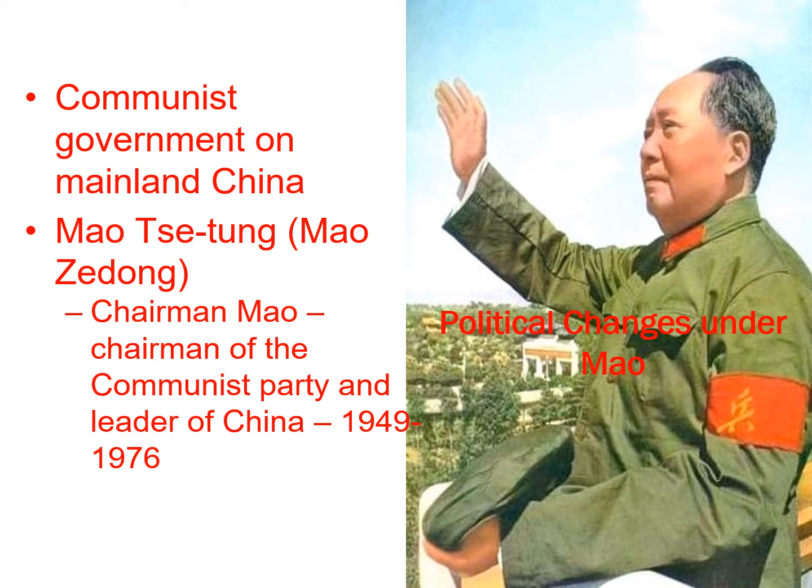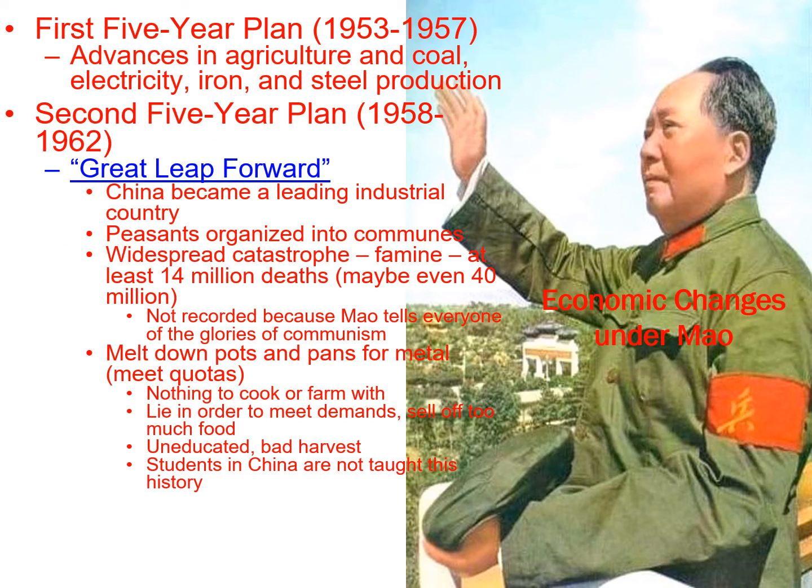And while the Communist government was on the mainland of China, Mao Zedong became chairman of the Communist Party and then leader of China from 1949 to 1976. During this time, there were substantial political changes under Mao, starting with the first five-year plan from 1953 to 57. During the first five-year plan, there were advances in agricultural, coal, electricity, iron, and steel production, the fundamental building blocks for an industrialized society.